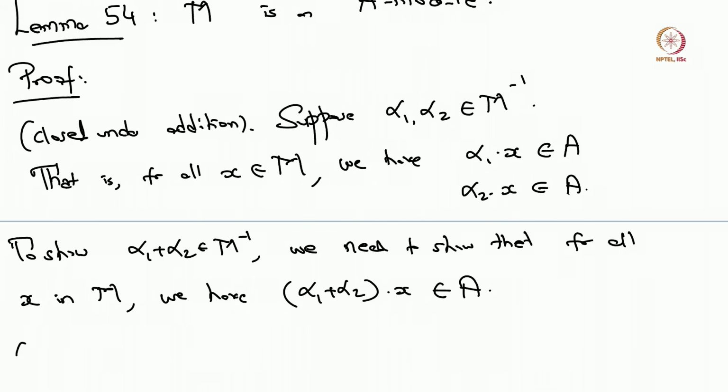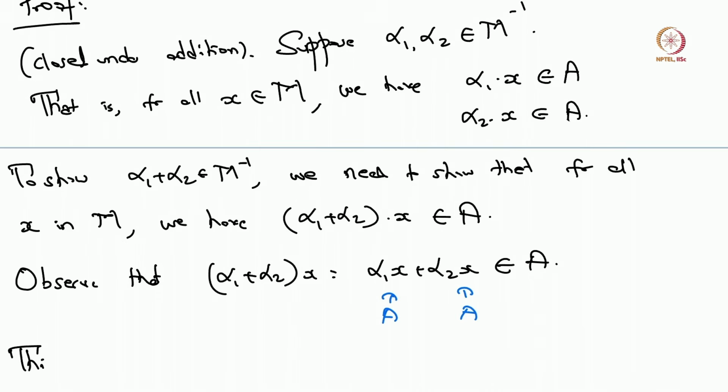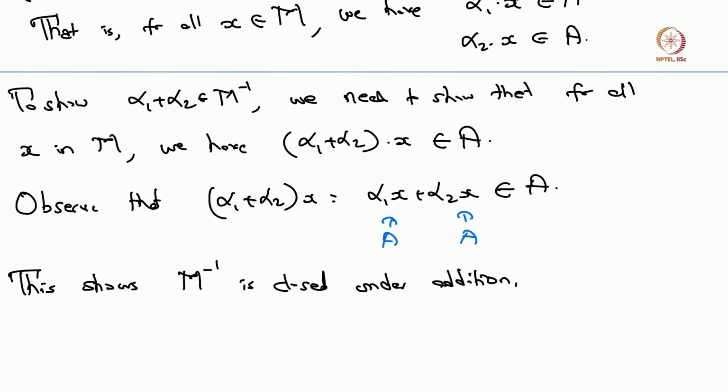But now just observe that alpha 1 plus alpha 2 times x is nothing but alpha 1 x plus alpha 2 x. But alpha 1 x is in A, alpha 2 x is in A, and so you're adding two elements in the ring A, so you just get something in A. Okay, so this shows that the set M inverse is closed under addition. And to show that it's closed under scalar multiplication, again it's the same set of tricks.